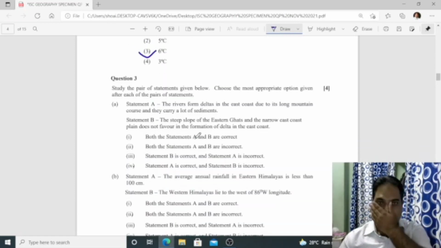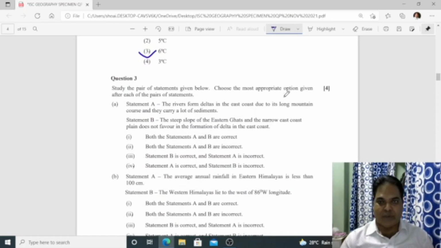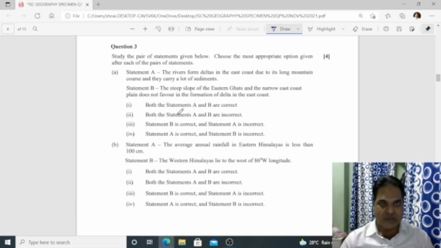Now question number 3, study the pair of statements given below. So two pairs of statements are given below and we have to choose the most appropriate option given after each of the pairs of statements. So let us go through statement 1.